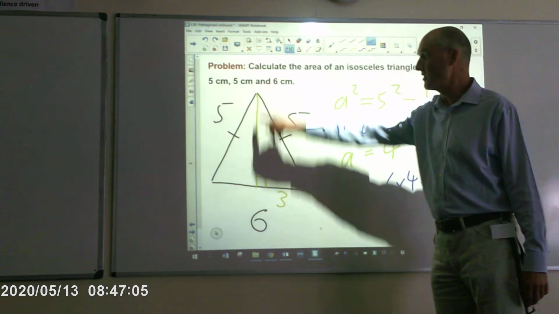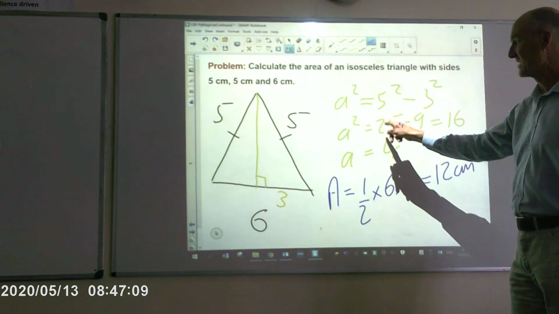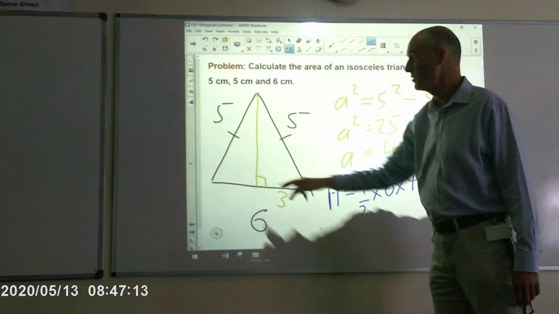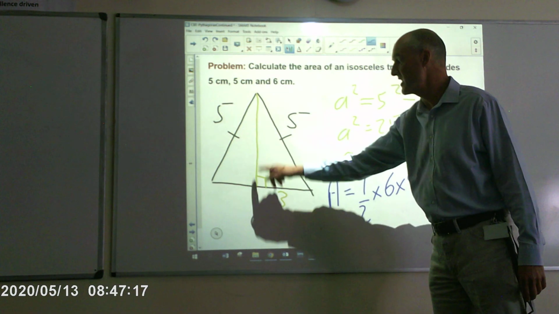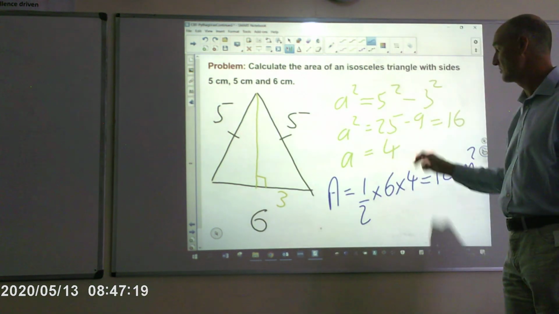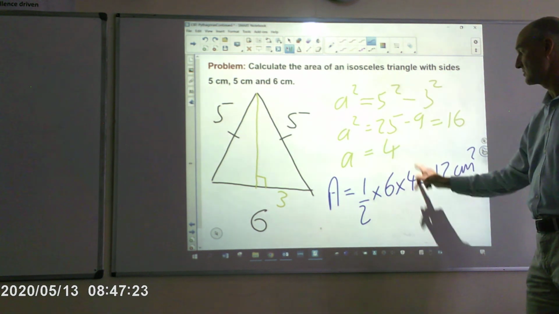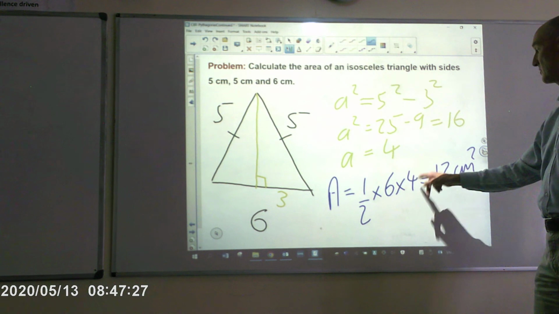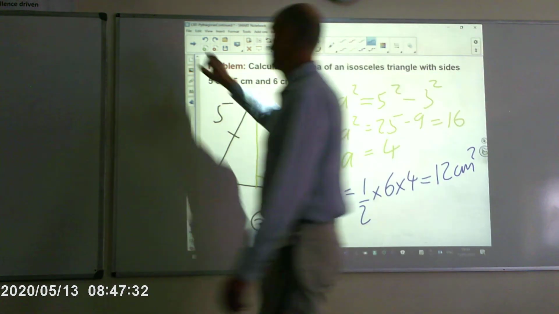We didn't know the height of this triangle. We've used Pythagoras to find the height of the triangle. That's the first part. Once we've found the height of the triangle, we can find the area because we know the base is 6 centimetres. We now know the height is 4 centimetres. Area of the triangle is a half times the base times the height. Half times 6 times 4 is 12 centimetres squared. A worded type question.